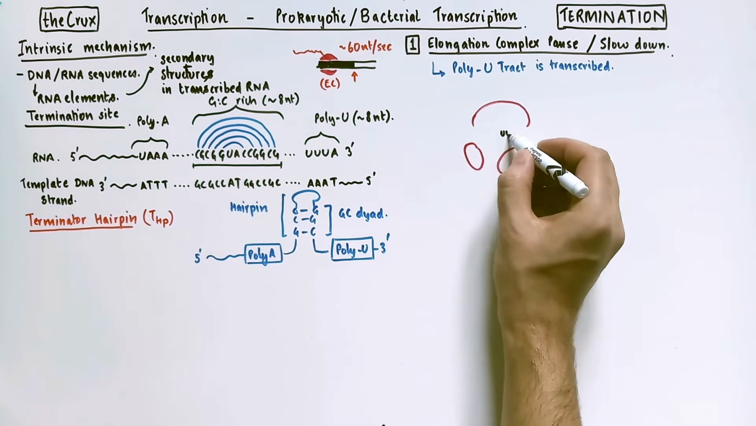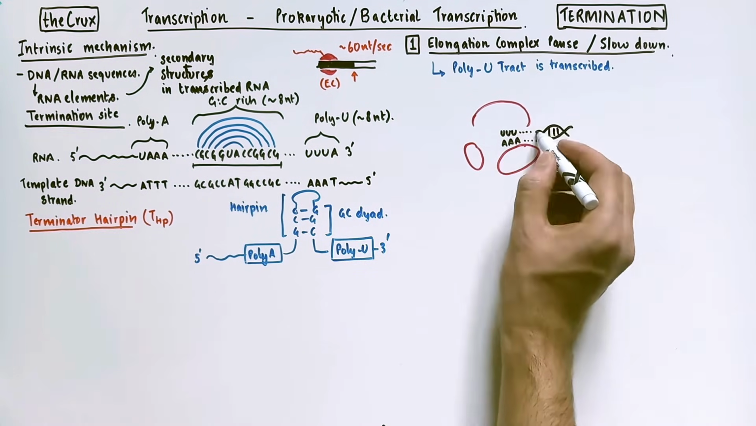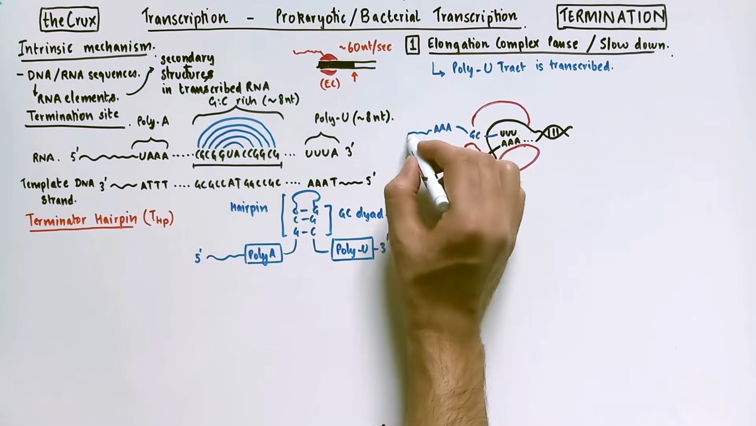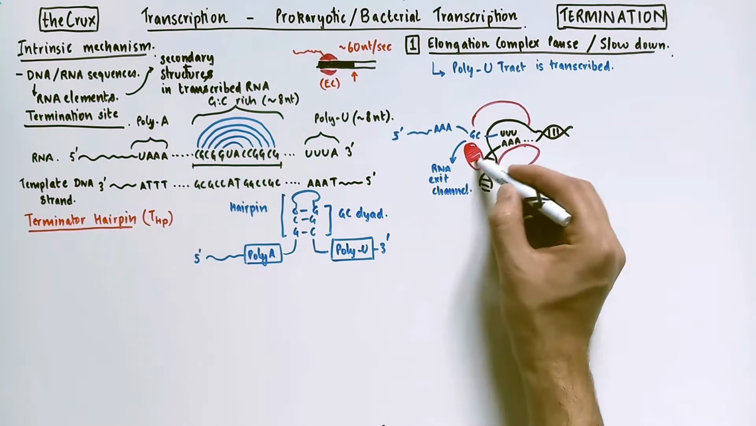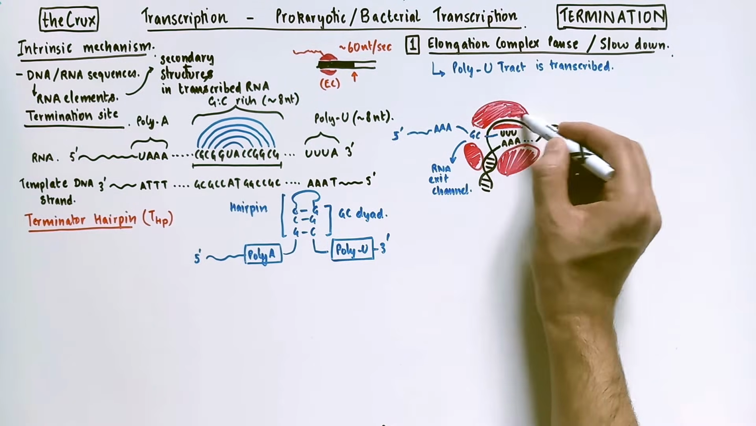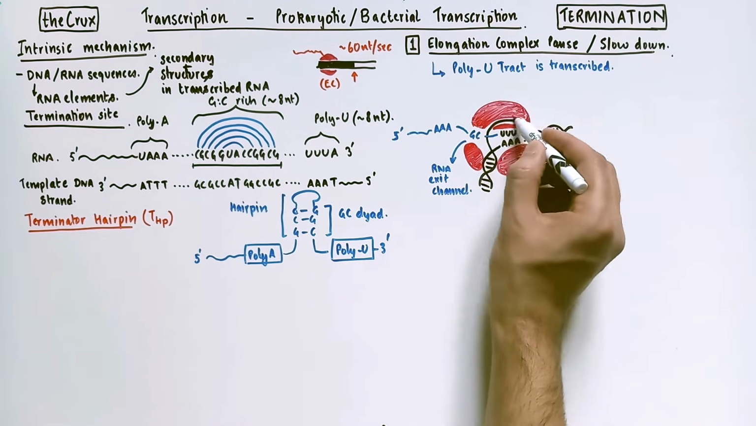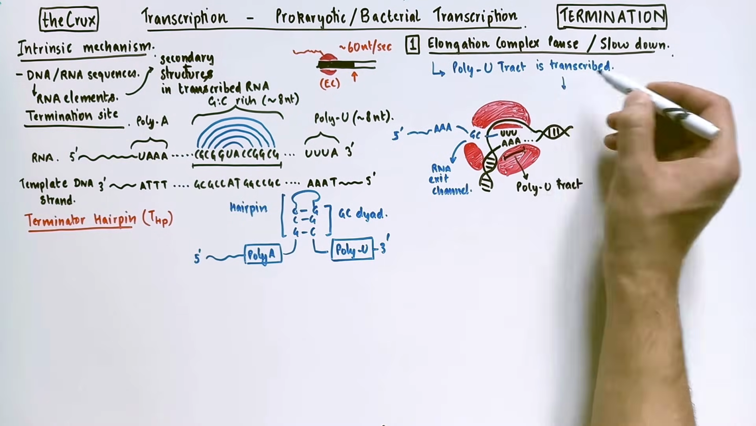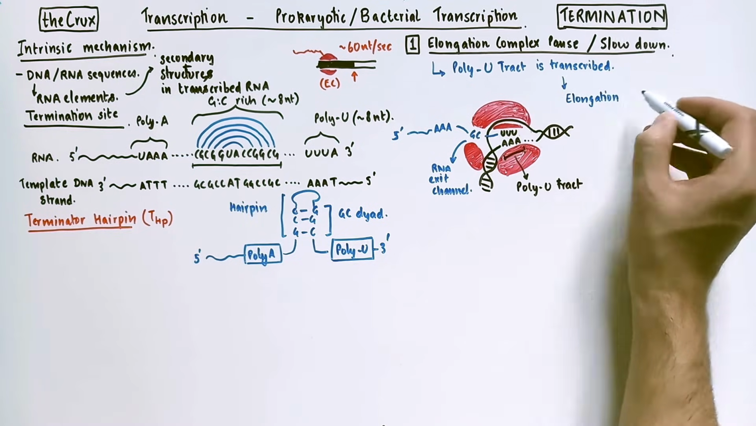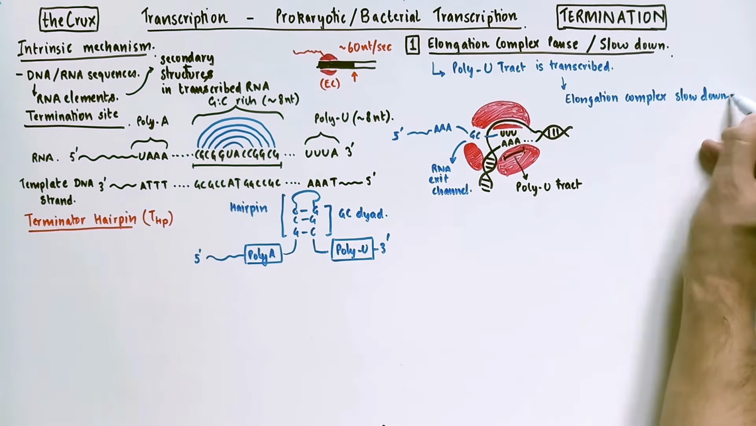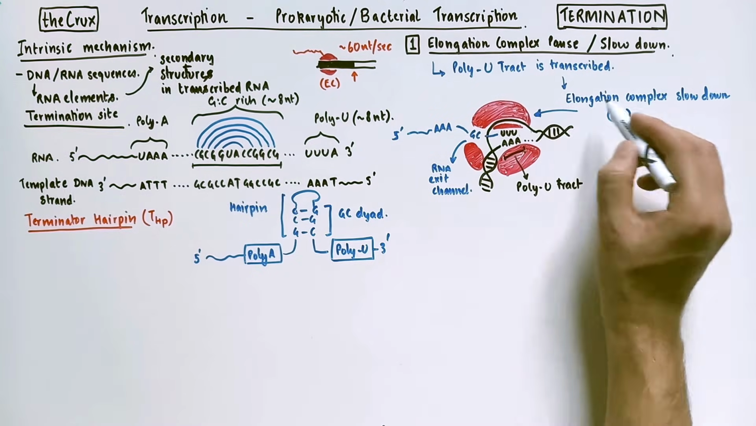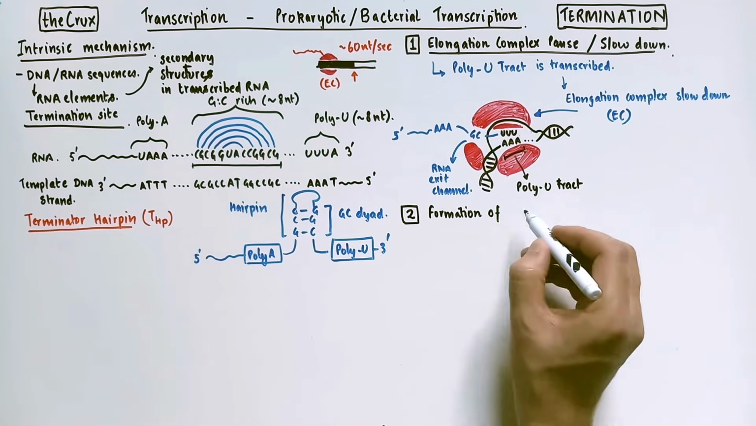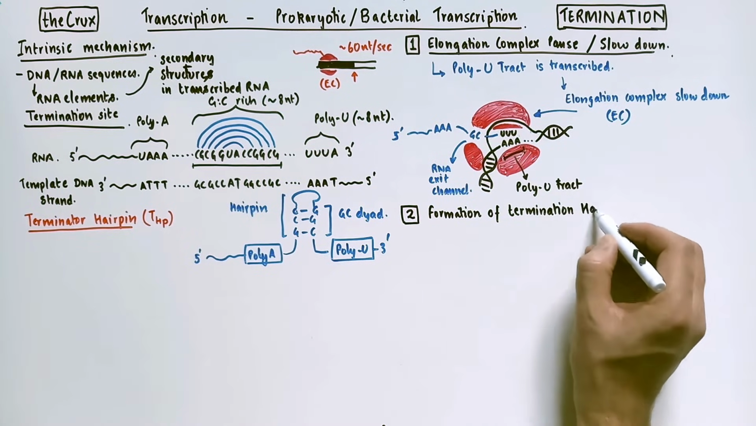Let's quickly draw out the elongation complex in this process of slowing down. So in this state, you have the poly-A tract hanging outside, the GC-rich region is in the RNA exit channel, and this GC-rich region is not present as a hairpin structure yet. And in this active site, you have the transcription bubble, where we have the poly-U tract. And this causes the elongation complex to slow down. I will use EC from here on to refer to elongation complex. And this slowdown leads to the second step of the process, which is the formation of the transcription hairpin.